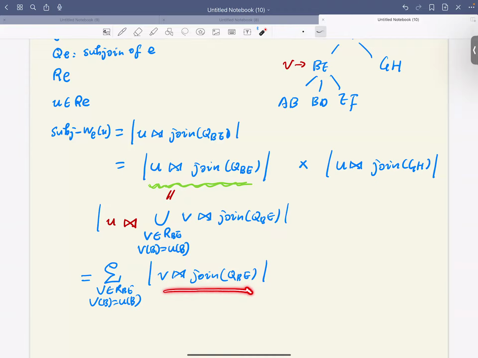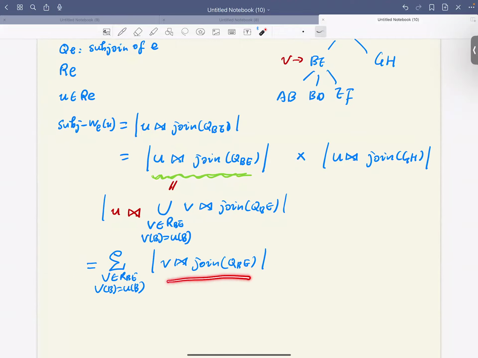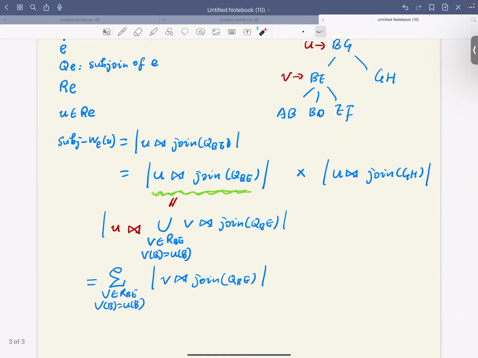Okay, but I told you, so I have already computed all these things. So now here comes the question. I have this u, and I have computed the subjoin weights for BE. So this is the inductive assumption.